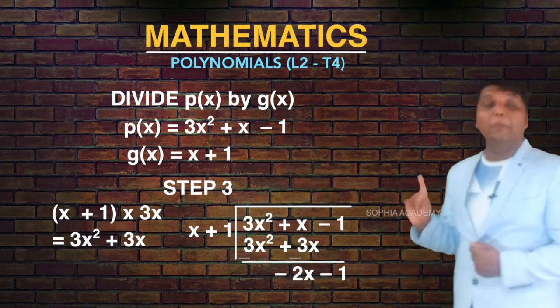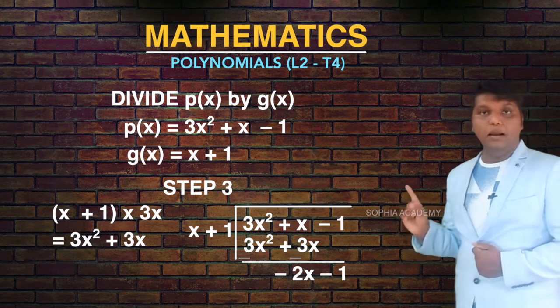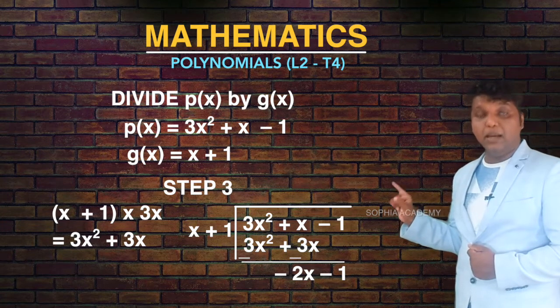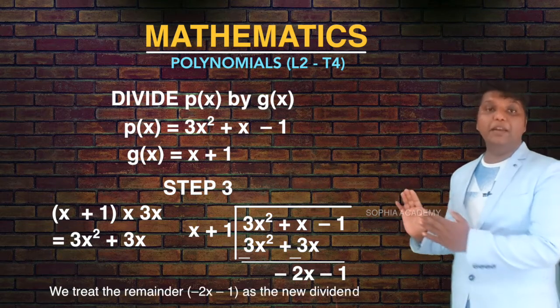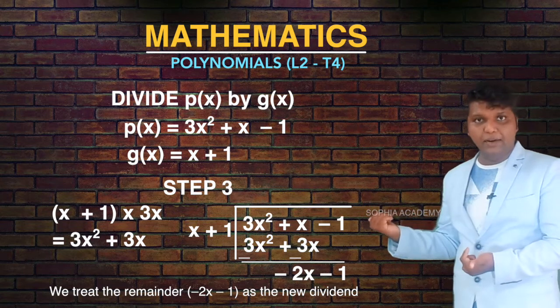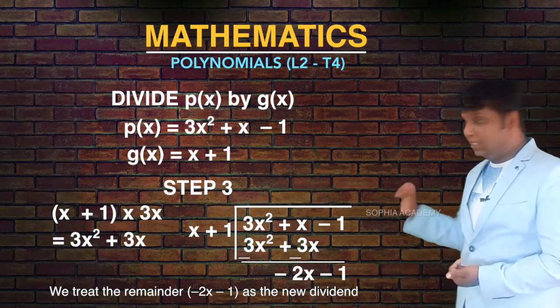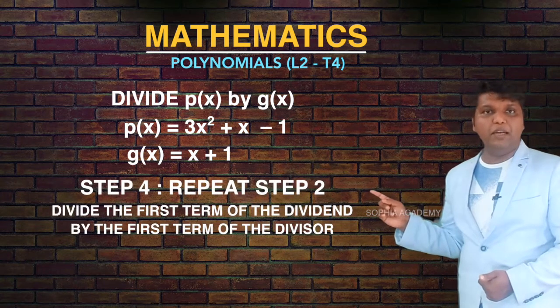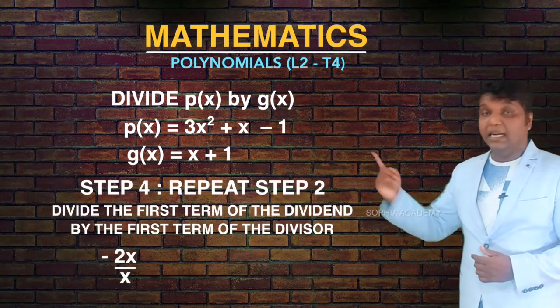Now here you got minus 2x minus 1. This is the next dividend. We are going to consider this again as a dividend. This will be the second dividend. And forget not, now you got this one. Now again we are going to repeat the same process. Take the first term of the dividend, take the first term of the divisor, divide them together.